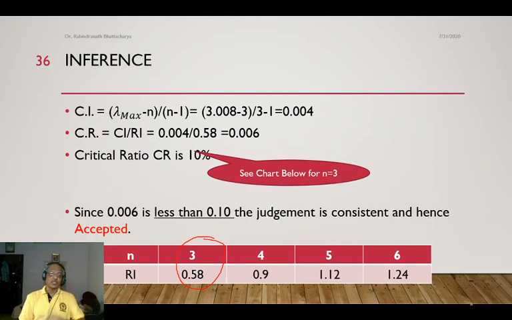Similarly, we check the consistency. Lambda max 3.008 minus 3, divided by 3 minus 1, because here n equals 3. The consistency ratio is CI by RI, consistency index divided by random index. So 0.004, whatever we have found out from here, divided by 0.58, which you got from the chart, comes to 0.006, which is less than 0.1.